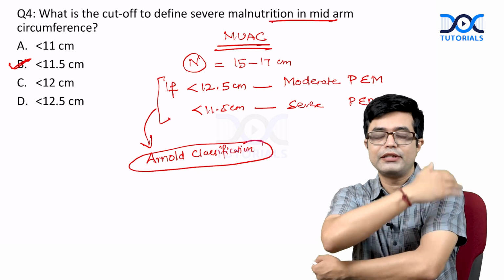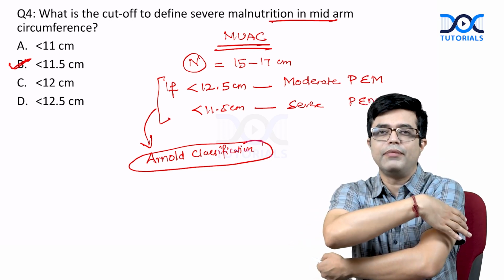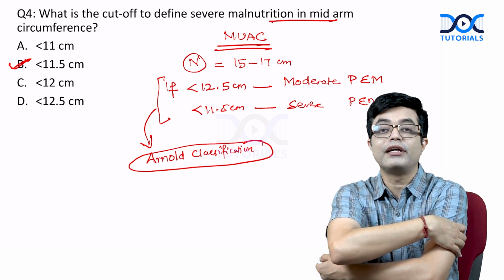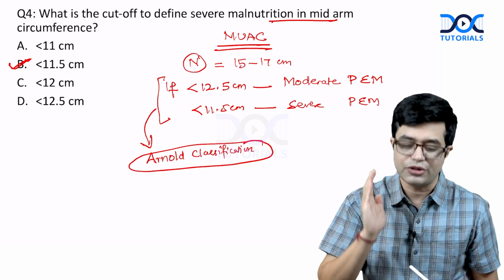So mid-arm circumference is measured between the acromion process and the olecranon process. Between the age group of 6 months to 5 years, it remains constant. If it changes, if it is below a certain threshold, it indicates malnutrition.